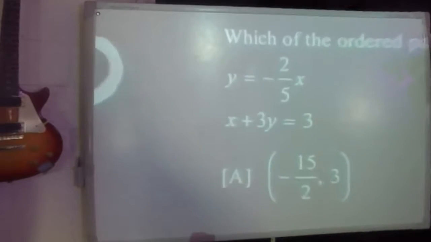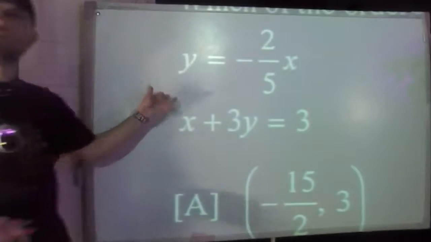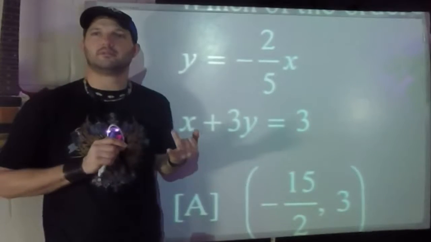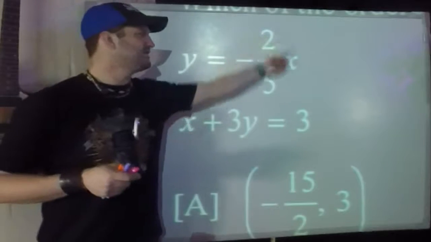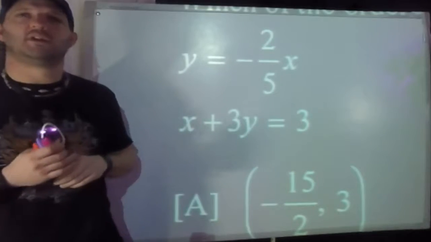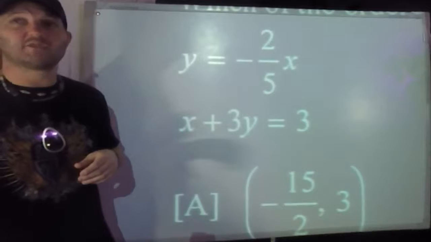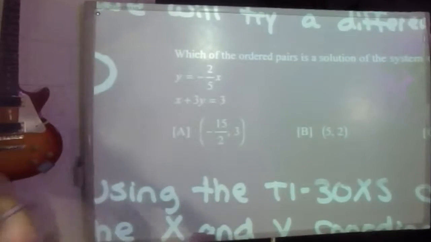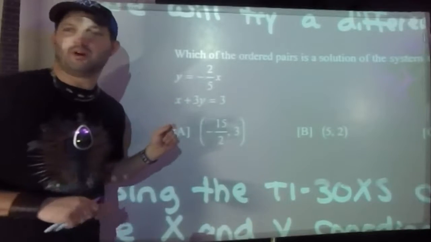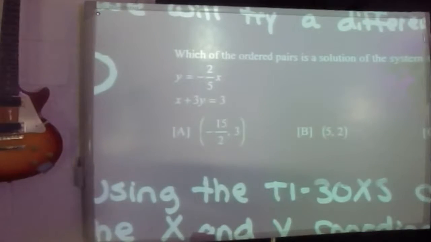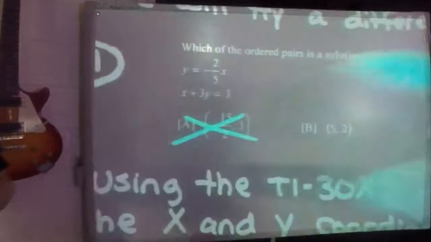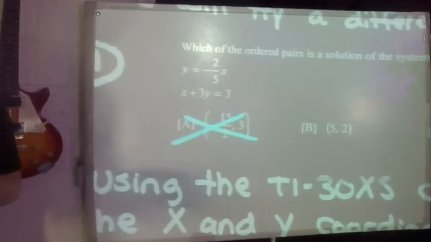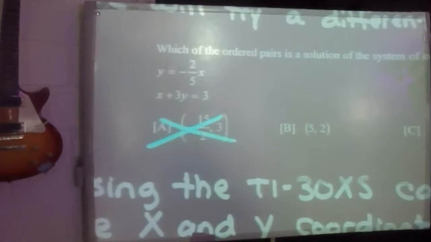Now here's your system, right here. If you were going to solve it, would you use substitution or elimination? Substitution. Y equals, circle this, put it in right here. The way we're going to do it today, though, is we're going to take the answers and put them in for our x's and y's and see which one works. I'm going to skip the first one. It's definitely not A. This will just save us a little bit of time.